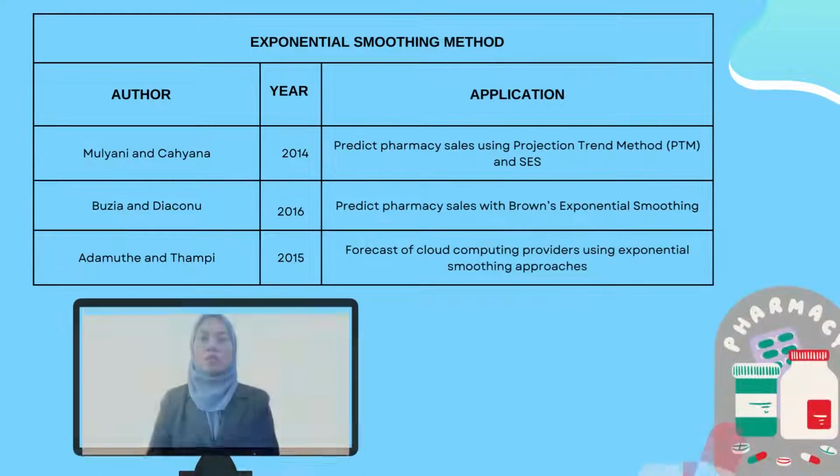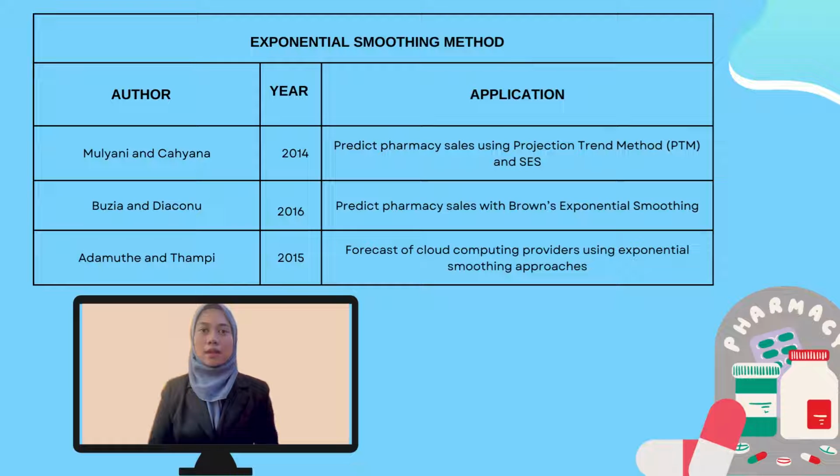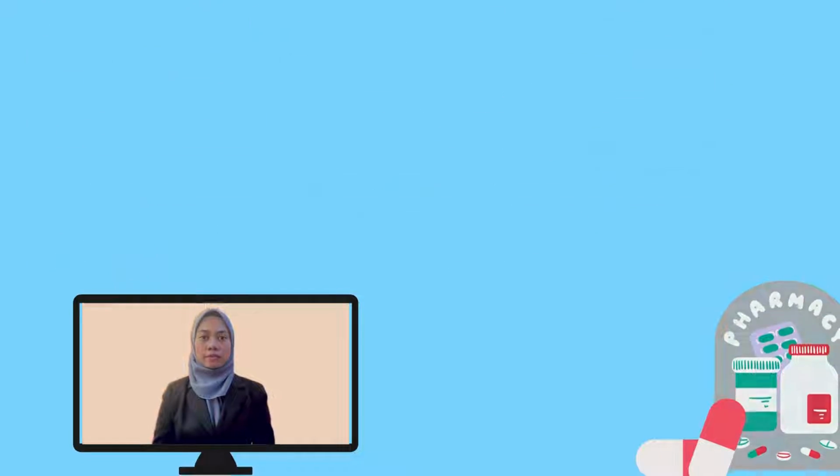The authors in 2014 compared two forecasting methods, namely the projection trend method (PTM) and single exponential smoothing (SES), to predict pharmacy sales. Next, the author in 2016 studied pharmacy sales with cross exponential smoothing. The prediction is based on the algebraic sum of the previous forecast and a percentage associated with adjustment error. The authors in 2015 provide the findings of a medium-term forecast of cloud computing providers using the exponential smoothing approach.